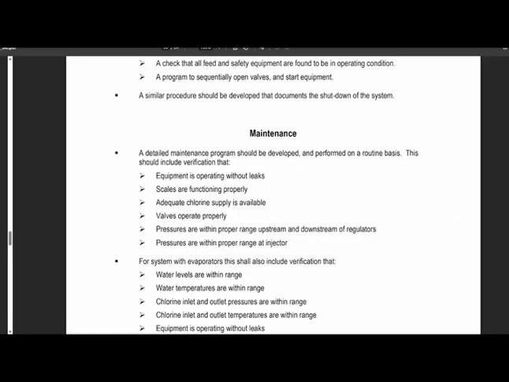A detailed maintenance program should be developed and performed on a routine basis. This should include verification that the equipment is operating without leaks, the scales are functioning properly, adequate chlorine supply is available, and that the valves operate properly. Pressures are within proper range upstream and downstream of regulators. And pressures are within proper range at the injector.